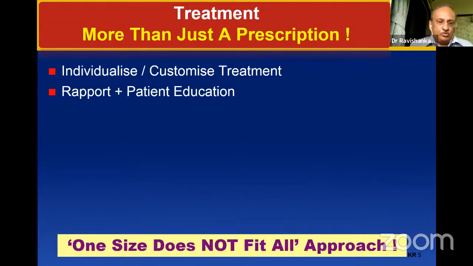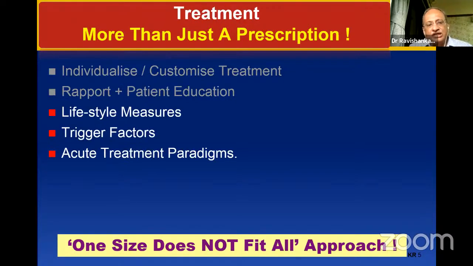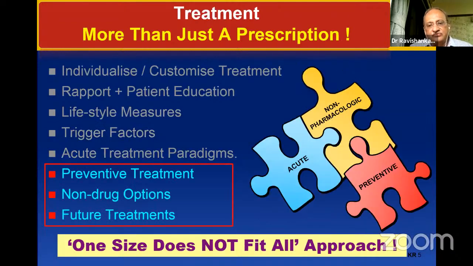Now, what is the plan you must keep in mind when you draw up a preventive treatment plan? First of all, you have to understand that no two migraineurs are similar. You have to customize the treatment. You have to build a rapport. You have to educate the patient on what your treatment plan is going to be. And there are 3 pillars. One is lifestyle measures and control of triggers. The second pillar is that every preventive treatment plan has to have a satisfying acute treatment in the background. So you have to draw all these 3 together, and then you draw the preventive treatment.